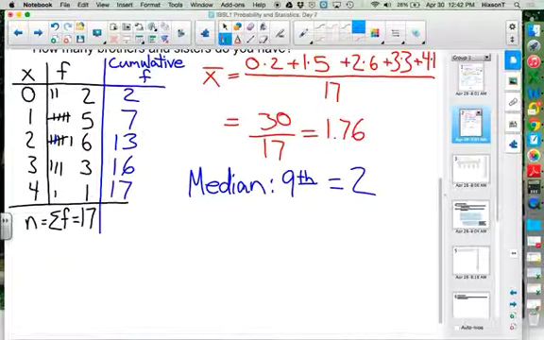But we are finding the median from the table now. The median is not from frequency. It's not from frequency. We can use the frequency to help us. Because the ninth one, if you look at it, is going to be between the 7th and the 13th. So we know it has to be a 2. Okay?